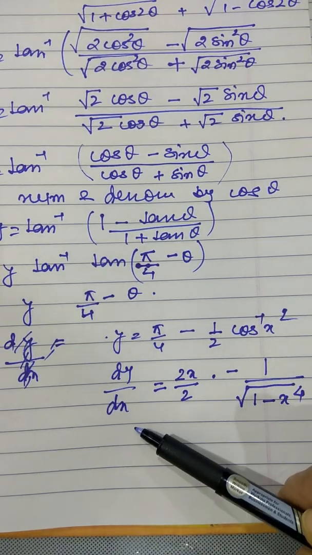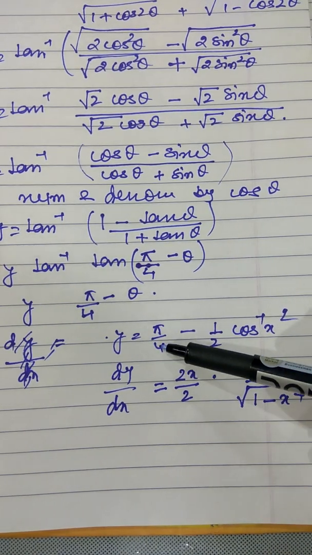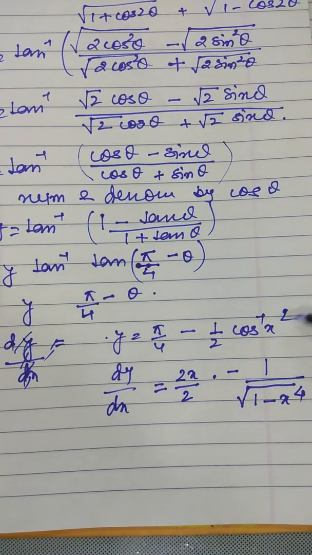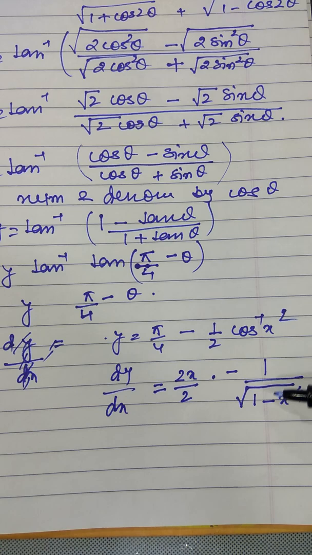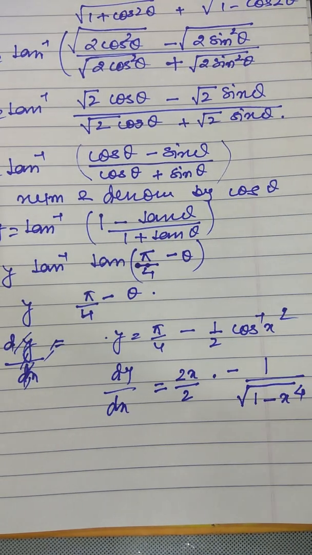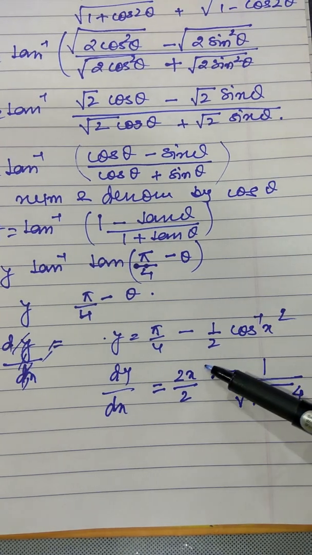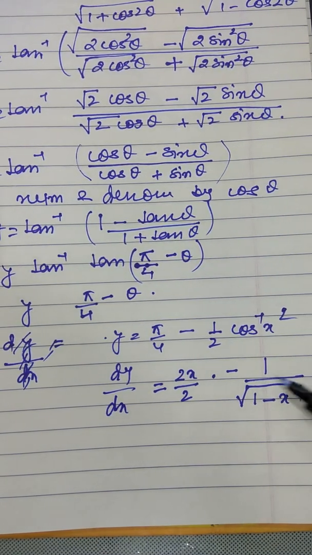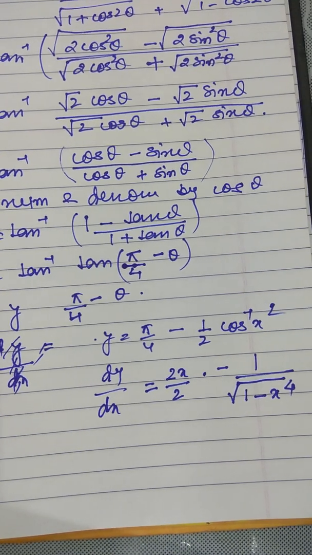So dy by dx is, this is 0. This is minus 1 by 2 into 1 upon root of 1 minus x raised to the power 4, and derivative of x square is 2x. So finally it is minus x upon root of 1 minus x raised to the power 4.